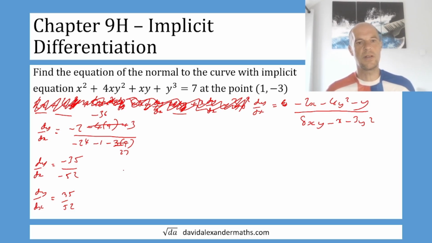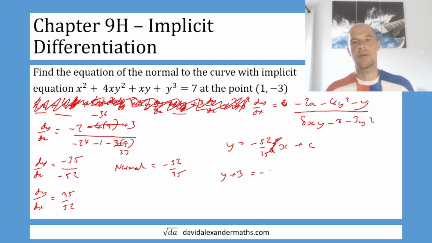So therefore, the gradient of the normal is going to have a gradient of negative 52 over 35. So it's going to be y is negative 52 over 35 x, oops, no, I might put that in brackets, plus the c. Okay, so what I'm going to do is y minus the y value, so y take away negative 3, so y plus 3 is minus 52 over 35, lots of x minus the x value, which is 1.